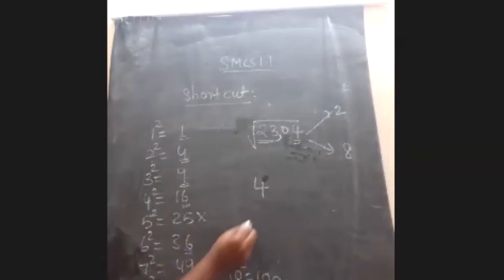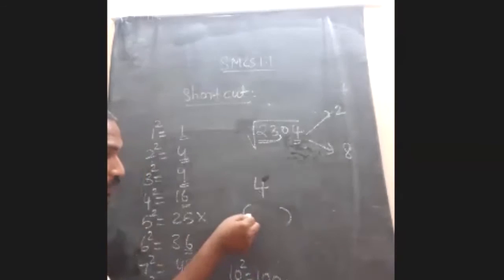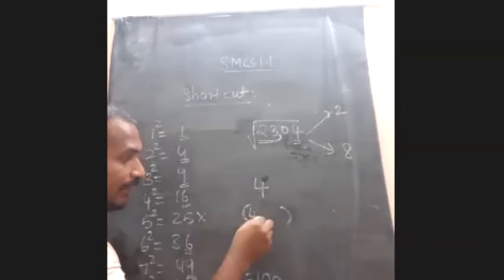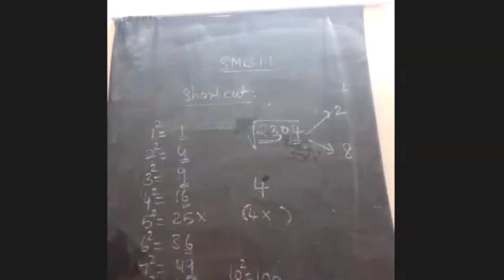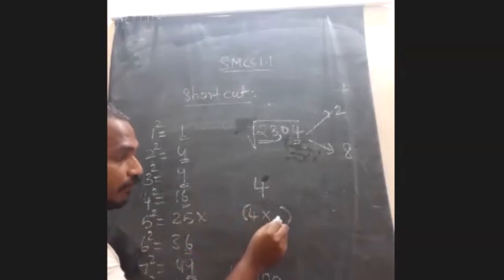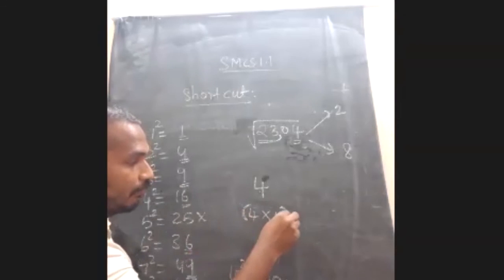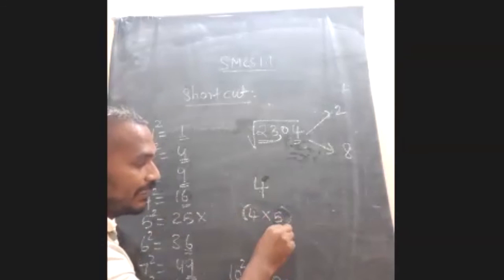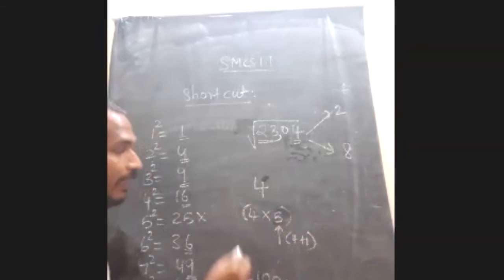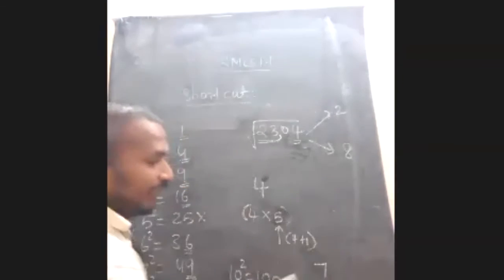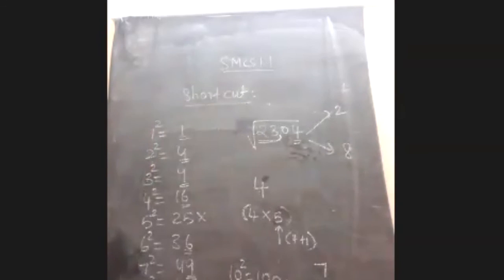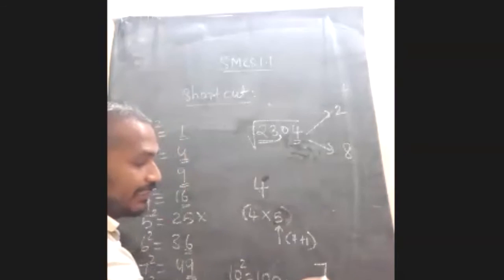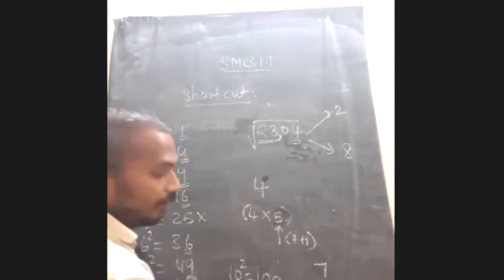Then below, you write a bracket and write this number and multiply. What is the next number after 4? 4 plus 1, which is 5. So how has this 5 come here? 4 plus 1. Suppose if you select 7 here, then you put the bracket and multiply 7 into 8. The next number after 7 is 8. So how has this 8 come?